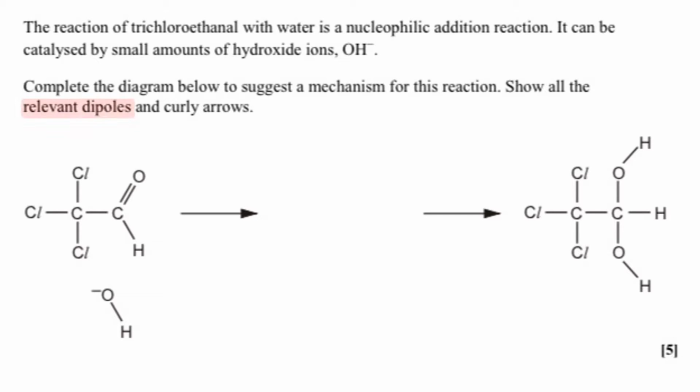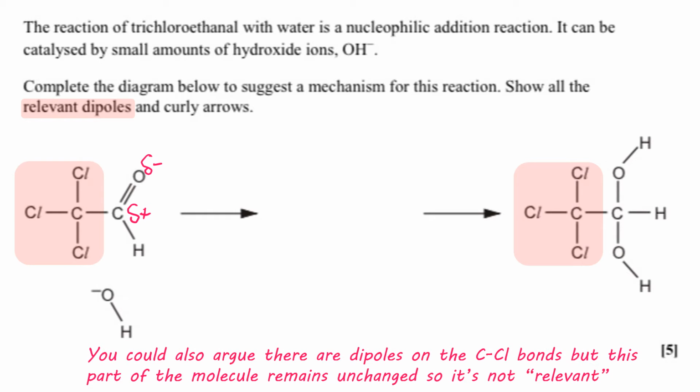So relevant dipoles, first of all, let's think about what they might be. Going back to our nucleophilic addition mechanism, obviously you're going to make use of the fact that the carbonyl bond there, C double bond O, is polar. But you've also got polar bonds inside that particular part of the molecule as well, the 3 chlorine carbon bonds. However, because they don't change, they're not relevant. So that's how you make the decision when they say relevant dipoles.